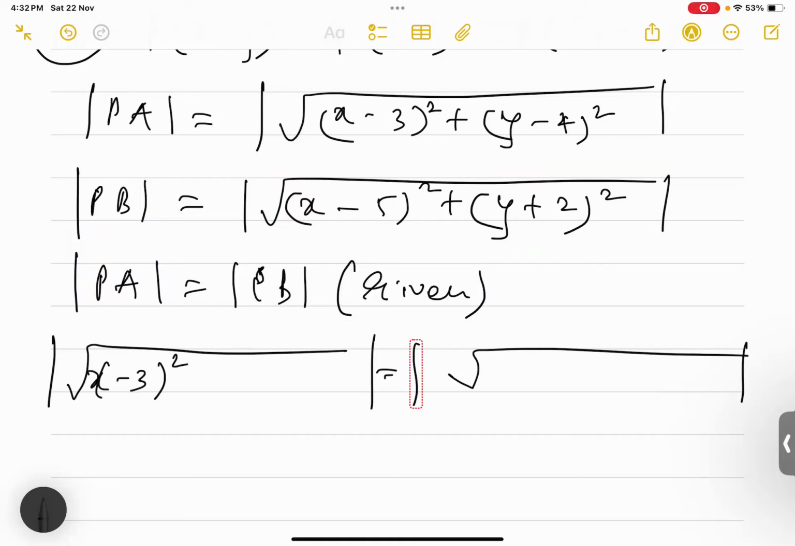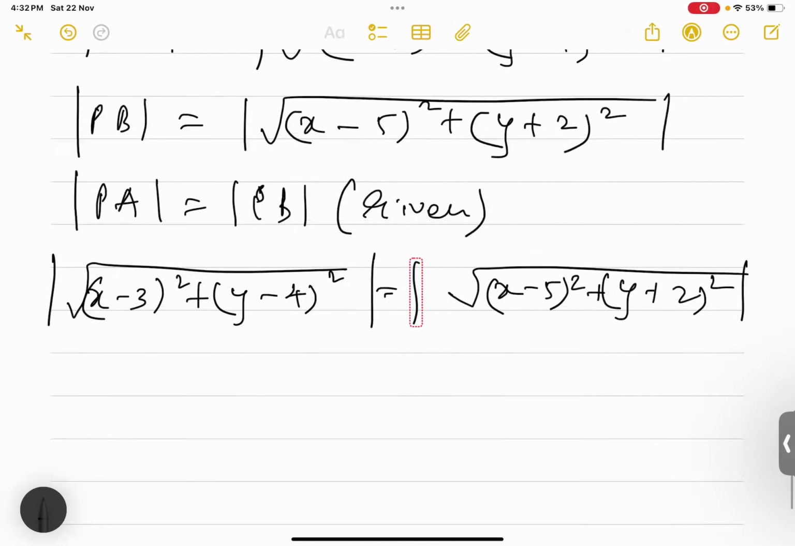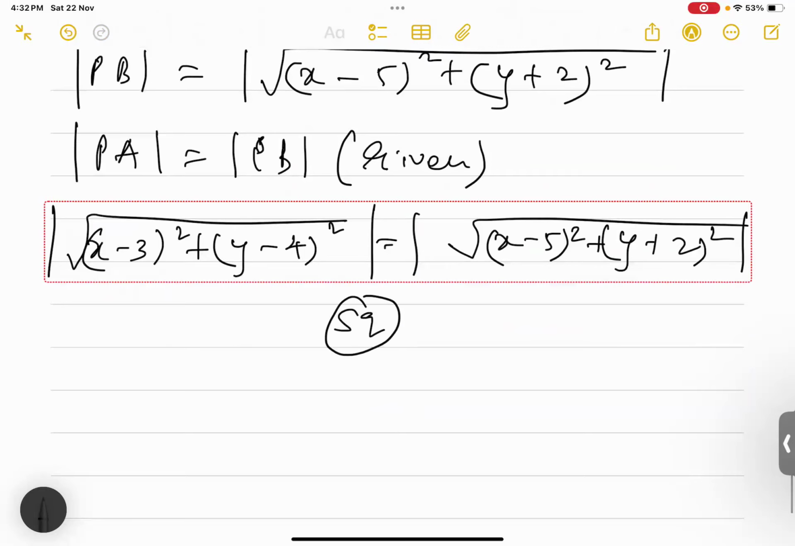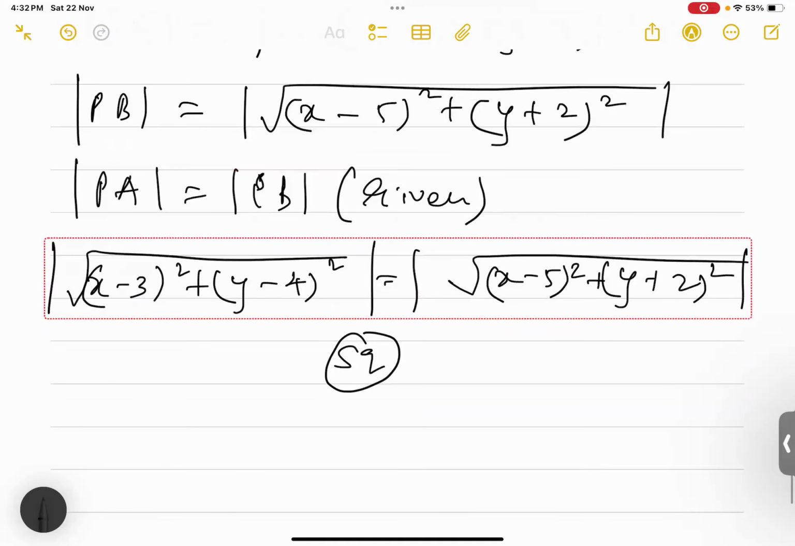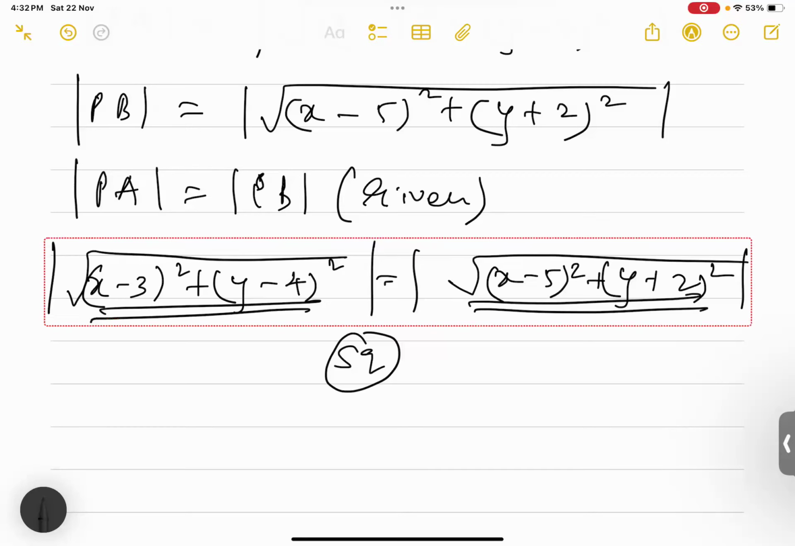X minus 3 the whole square plus y minus 4 the whole square equals x minus 5 the whole square plus y plus 2 the whole square. Okay, squaring both the sides. So root will go. Only the inside terms will remain. The roots will get eliminated after squaring. So we'll expand the inside terms.